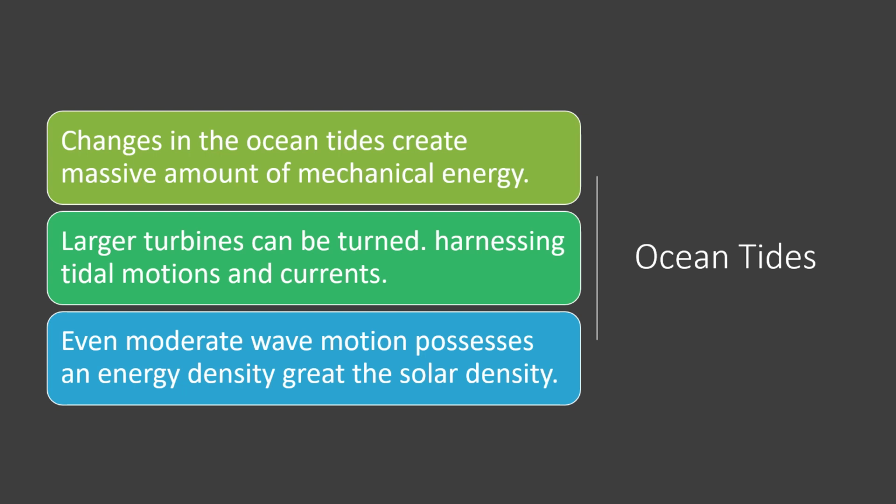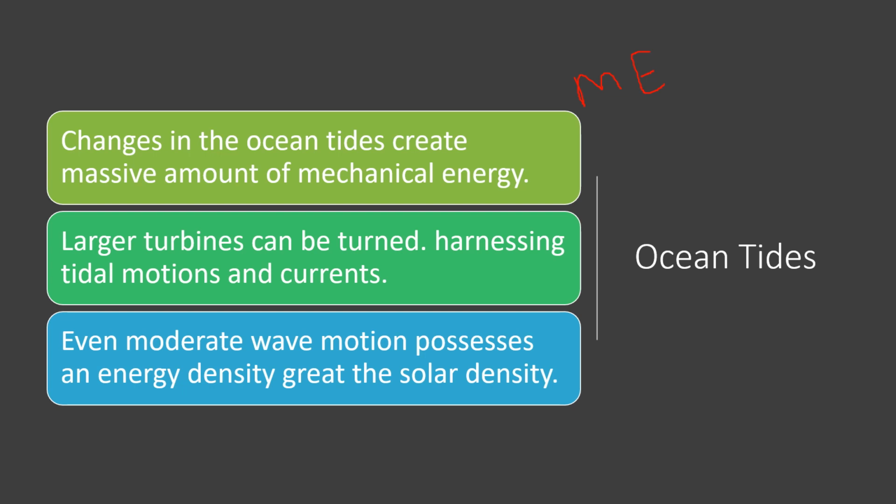And then we're going to get back into our facts. So about your ocean tides, every time you have changes in the ocean tides, they create a massive amount of ME, which is your mechanical energy. We call it ME. That's just an abbreviation for mechanical energy. Turbines, very, very large turbines, right, we can move them by using ocean tide energy.